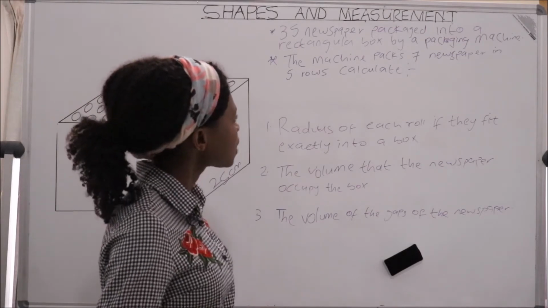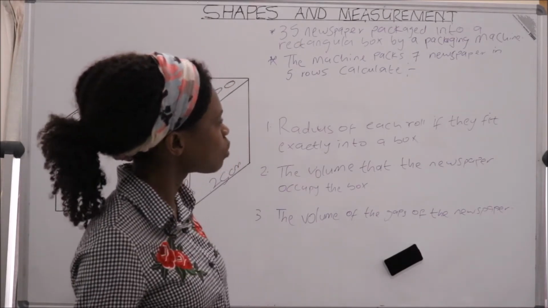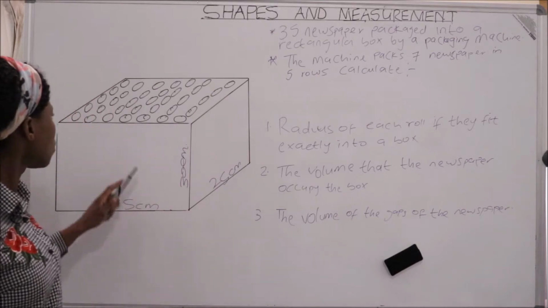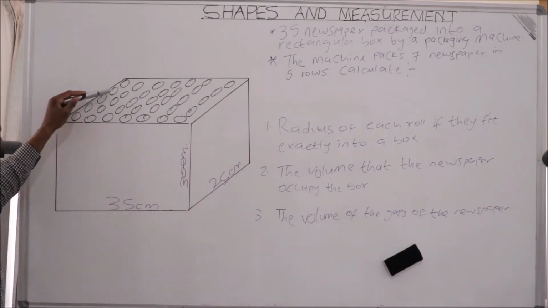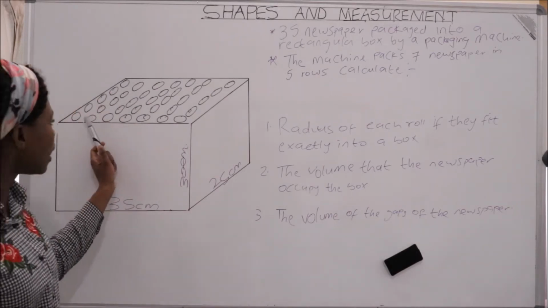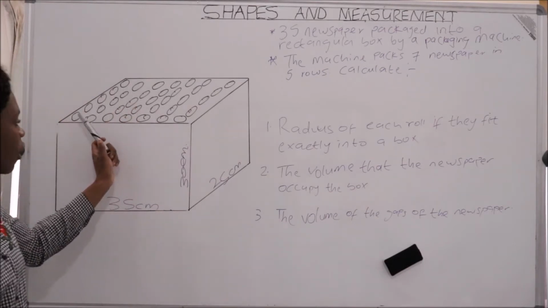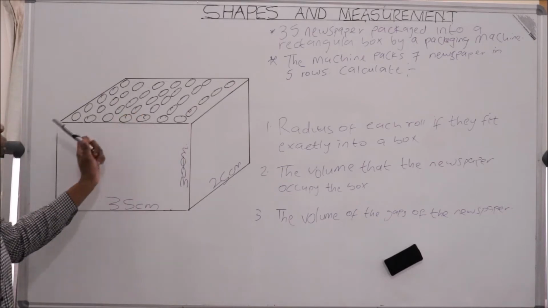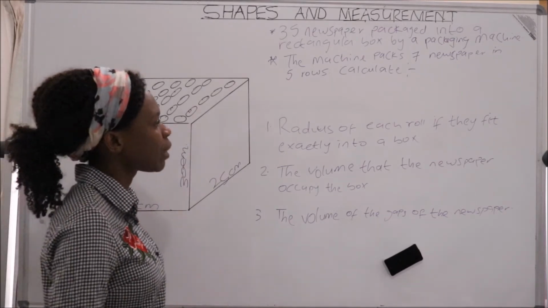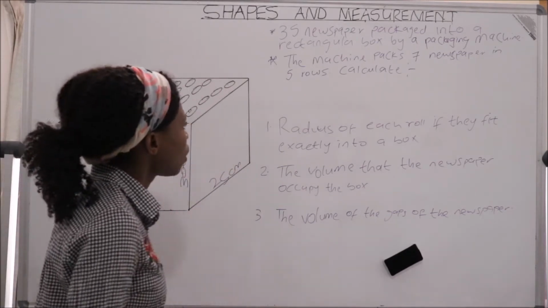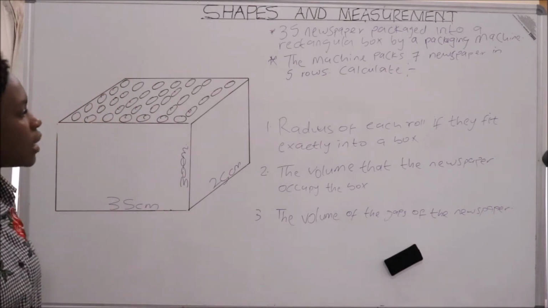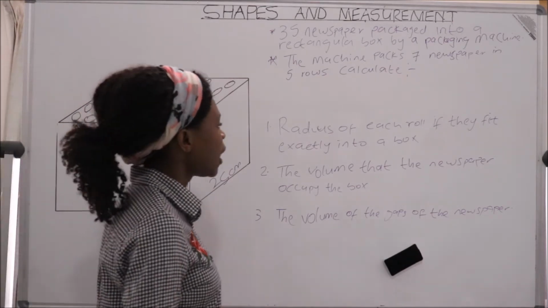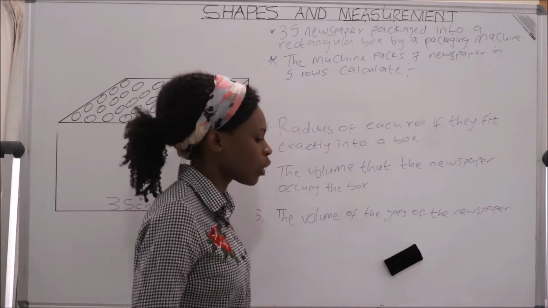The second point says that the machine packs 7 newspapers in 5 rows. So this is the first row, 2, 3, 4, and 5, and we are in 5 rows. In 5 rows, 7 newspapers have been packaged. So it's 5 rows and then 7 newspapers packaged into those rows. The question says we must calculate the radius of each roll if they fit exactly into the box.